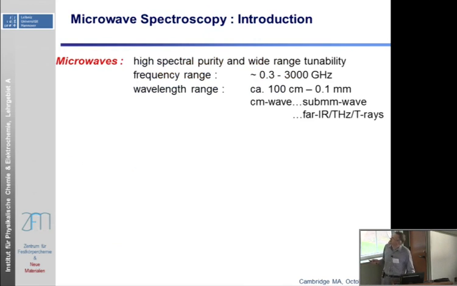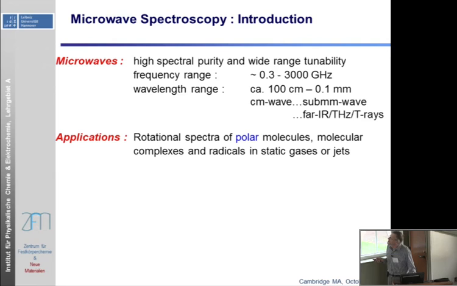So microwave sources are characterized by high spectral purity and a wide range of tunability. Microwave spectrometers go from about 0.3 gigahertz to 3 terahertz. It depends a little bit on the definition. Nowadays many people call that terahertz. If you're in infrared, you just call it far infrared. If you're microwave, you might call this submillimeter wave. It's probably not that new as these terahertz people or T-ray people sometimes claim.